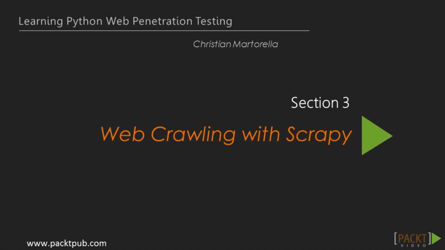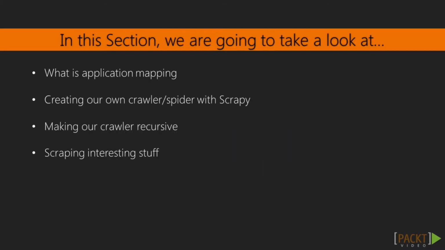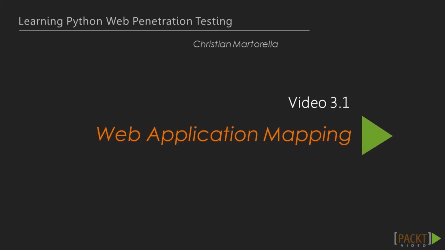Hi, and welcome to section 3. In the previous section, we learned how to interact with a web application programmatically using Python and the requests library. In this section, we will learn about web application mapping. Then, we're going to build our first crawler with Scrapy. And finally, we're going to make it recursive and make it extract interesting information about the web application. Now, we move on to the first video of this section that covers what web application mapping is.